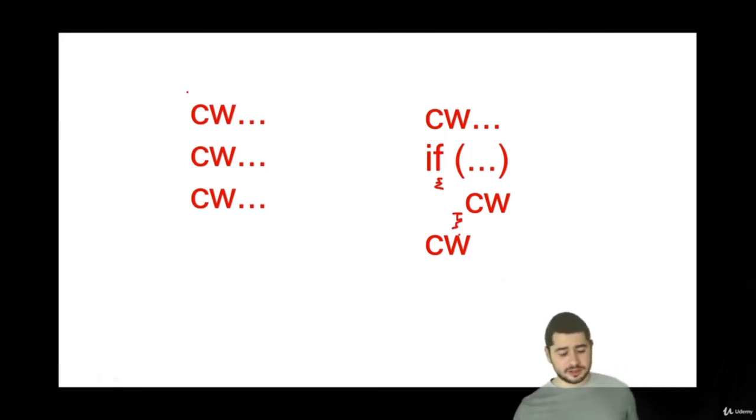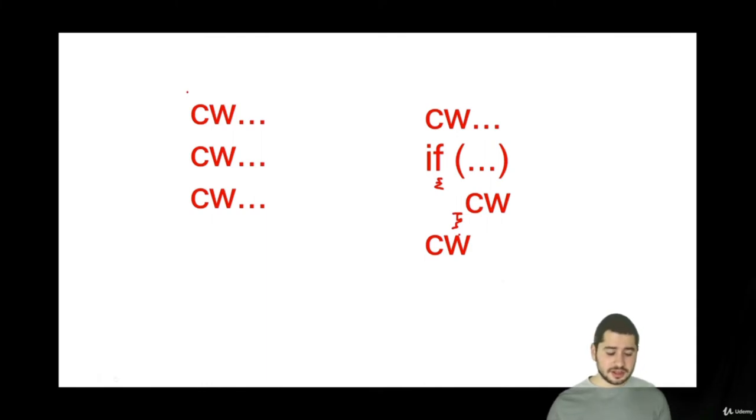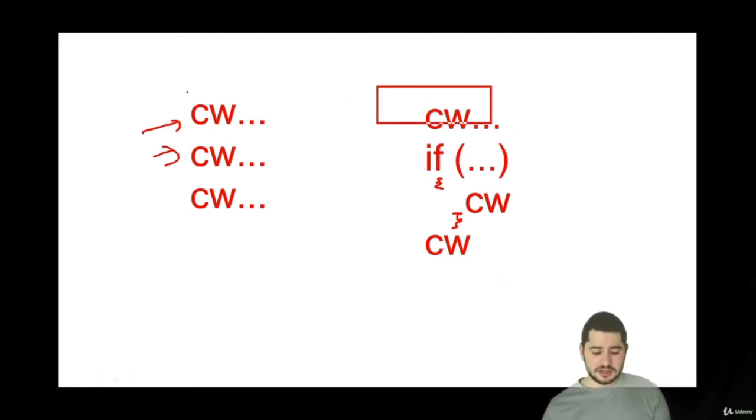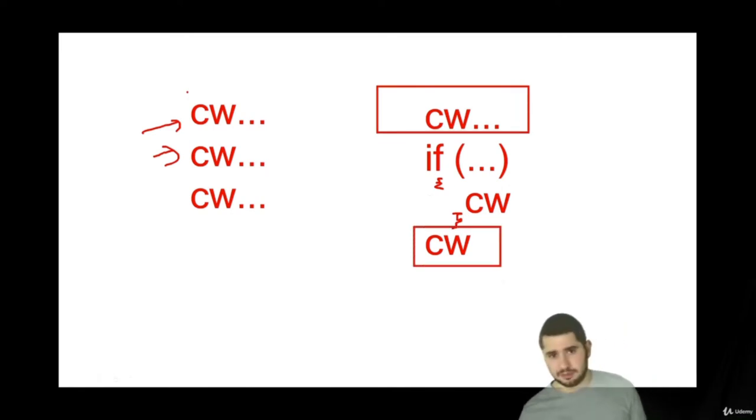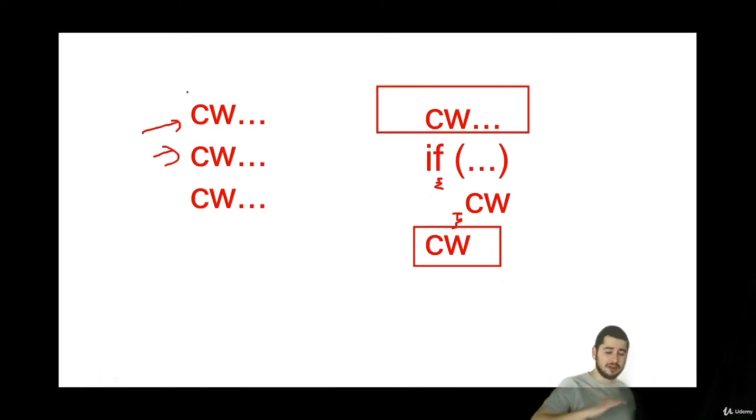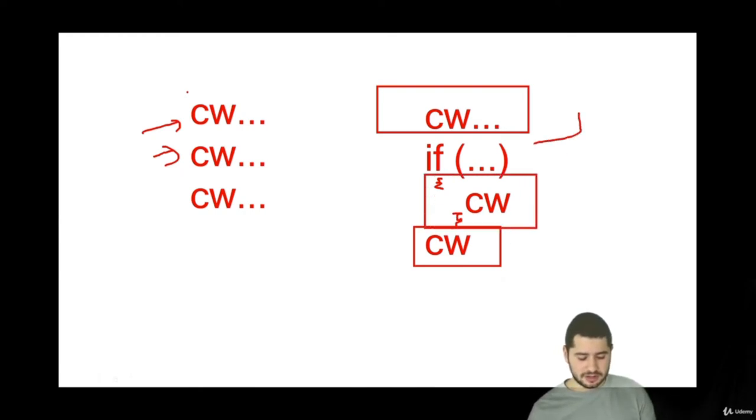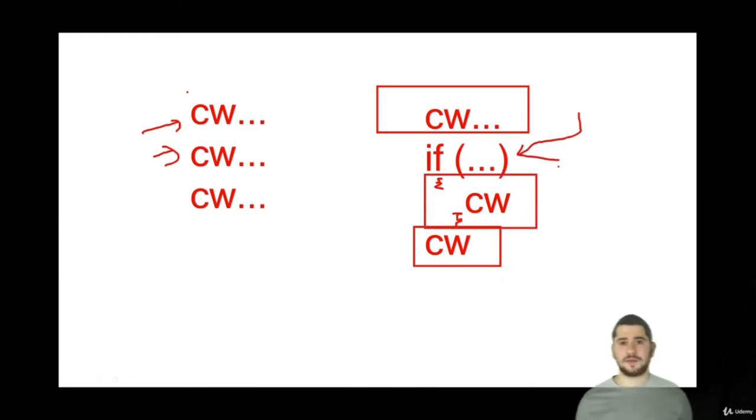So here these will execute unconditionally. They'll always execute. Only when some extreme circumstance occurs, then the second or the third console write won't happen. But in the other case, these two will always happen because they're on the same level. But this one will only happen if the condition we have here is met.